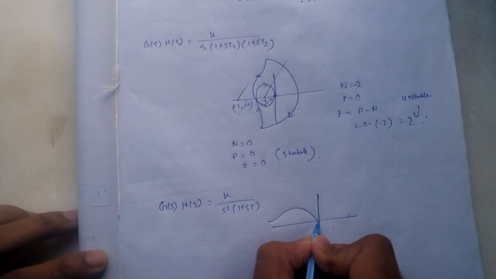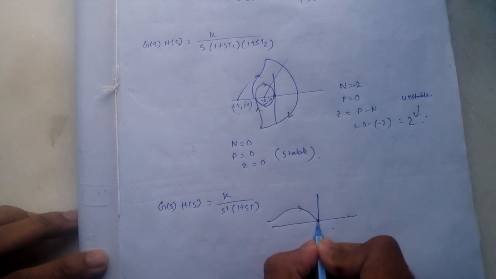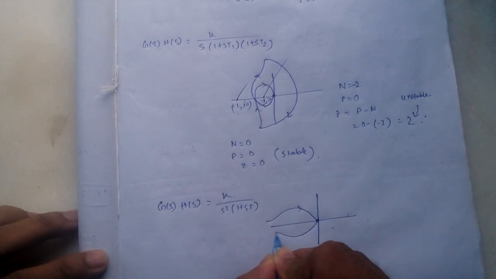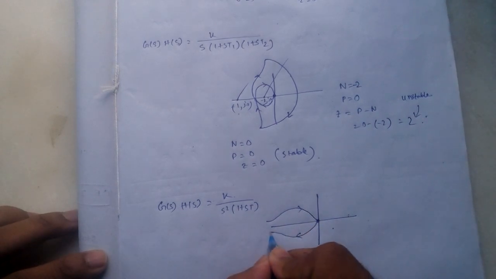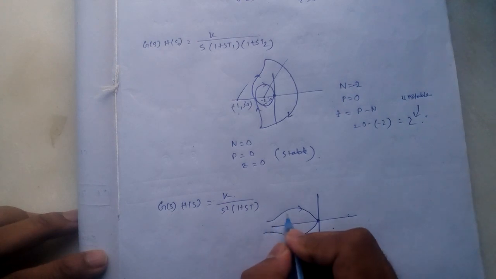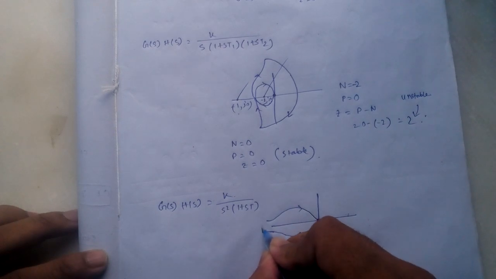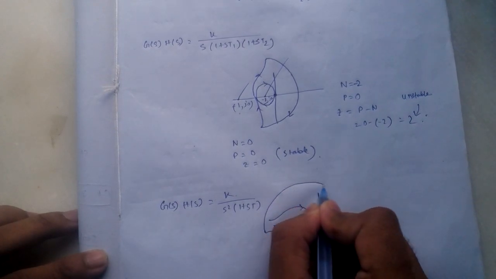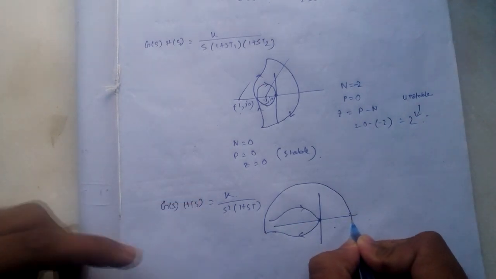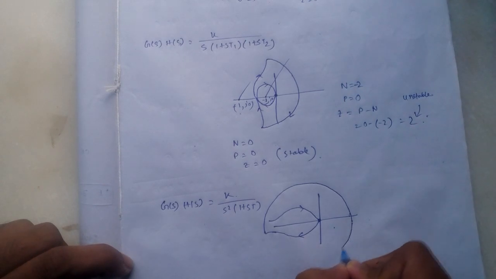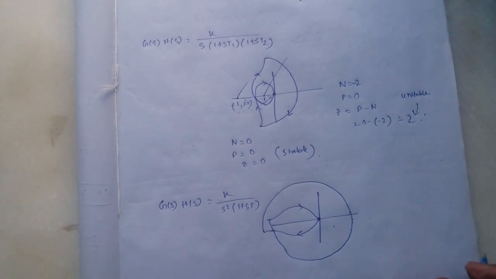So the polar plot will look like this, and we will map the origin. After that we will draw the approximate mirror image of this. So the mirror image is complete. Now we have to draw the semicircle. From our ending point we draw the semicircle. The first semicircle ends here. Now this is a type 2 system, so there will be two semicircles. So again one semicircle will enclose here.